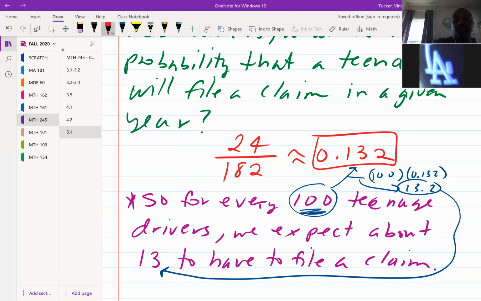In other words, let's say it said for every 100 teenage drivers, we expect about 20 to have to file a claim. We know that's wrong because there's no way to go from 13 to 20 in any type of rounding. They'll give you the numbers in there and you just pick the right number.